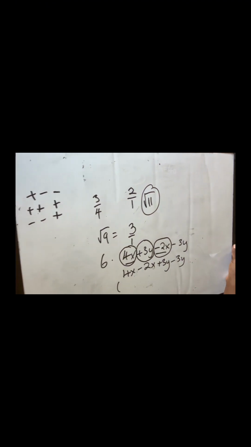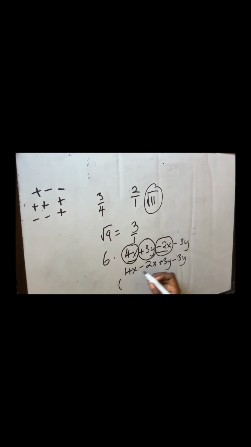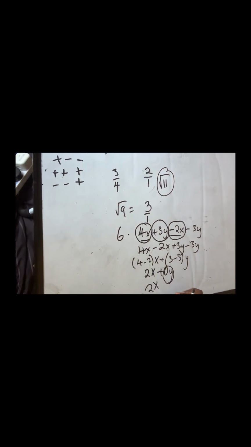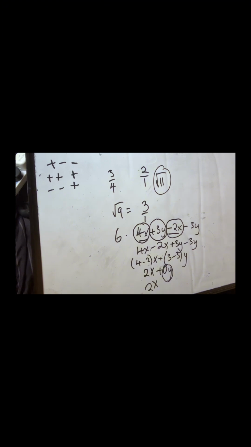So we can collect these numbers and put them in one bracket. So we collect the numbers 4 minus 2 and factor out the x. Here we have the numbers 3 minus 3 and factor out the y. Then at this point, what is 4 minus 2? It's 2x. 3 minus 3 is 0y. Any number times 0 is 0. So this goes out and we're only going to remain with 2x. Okay. So what is the answer for question 6? The answer for question 6 is B, which is 2x.